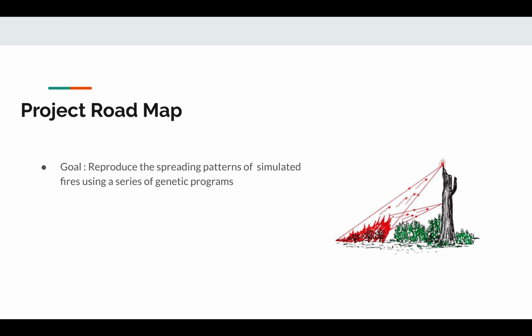So the roadmap for today's talk: our goal here is to reproduce the spreading patterns of simulated fires using a series of genetic programs. The first step in that is simply to simulate a fire. To do that, we're going to use an agent-based model. That basically means that this simulation is going to occur in discrete time and space, and we're going to spread fire according to a known spreading function.